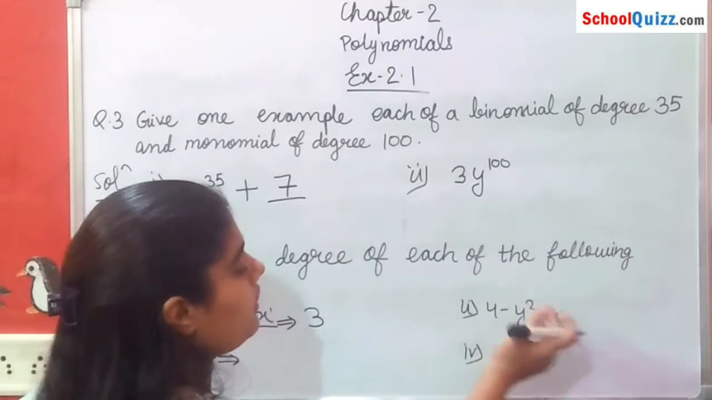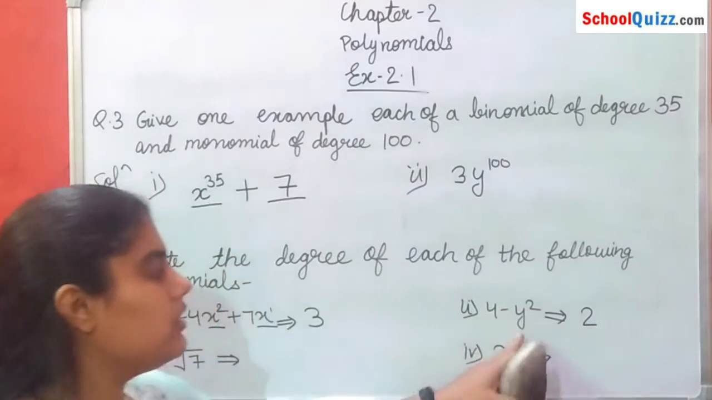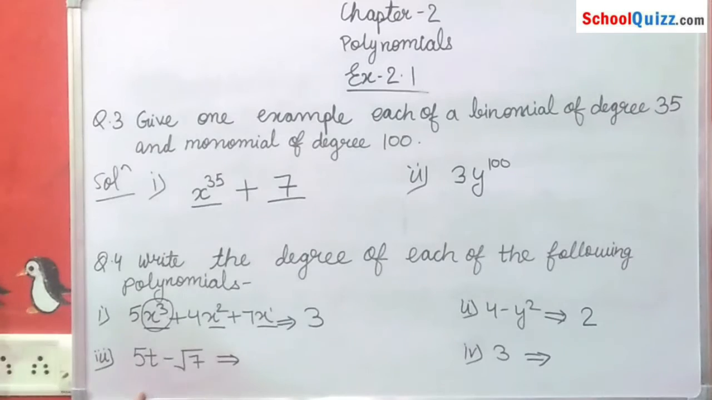Similarly, in the second one, we have the variable y square. So here the degree will be 2. The degree of this polynomial is 2. Similarly, in the third one, we have only the variable t. Now what is the power of t? Only 1. So here the degree of this polynomial will be 1.